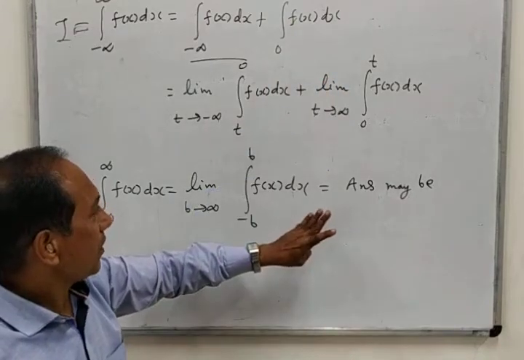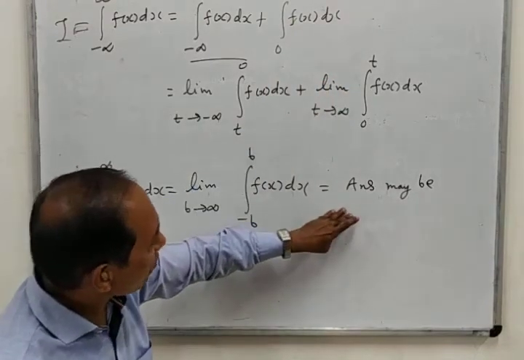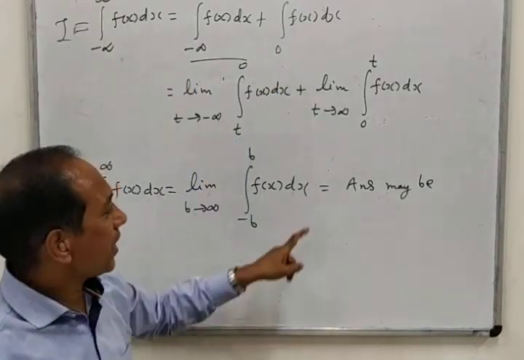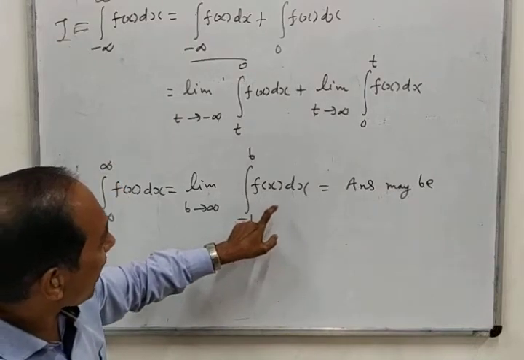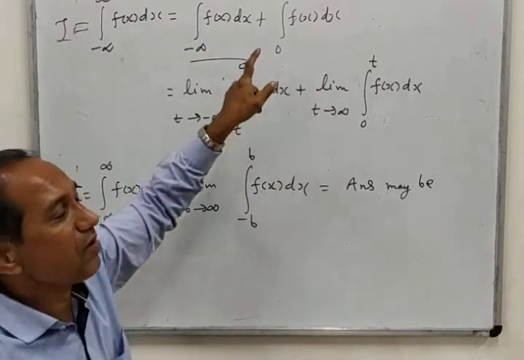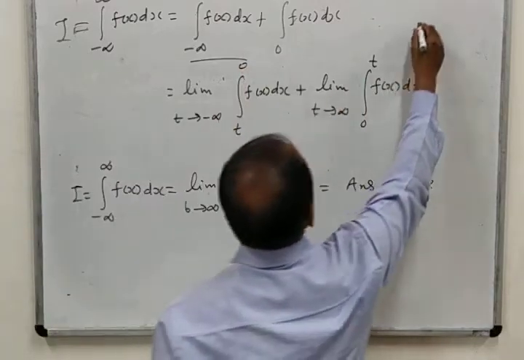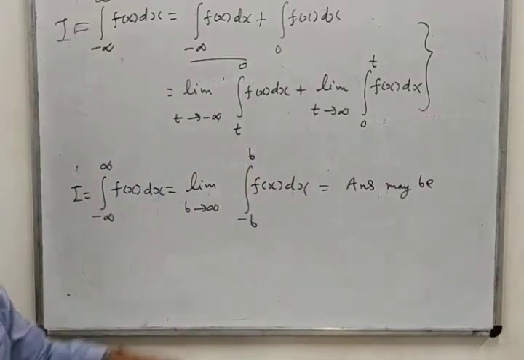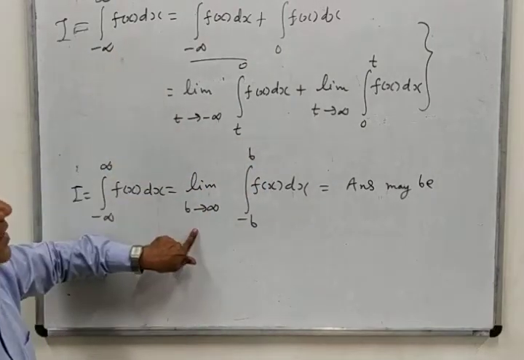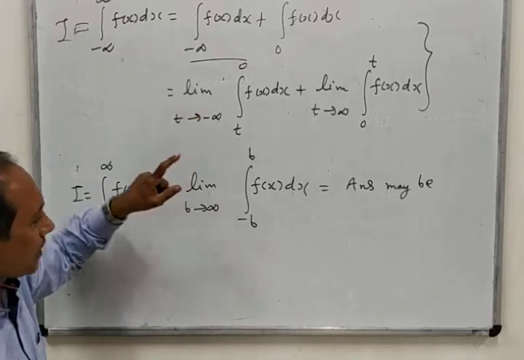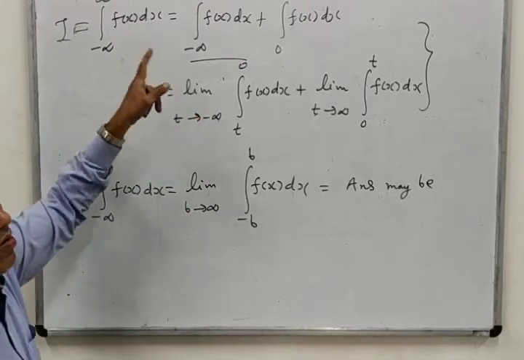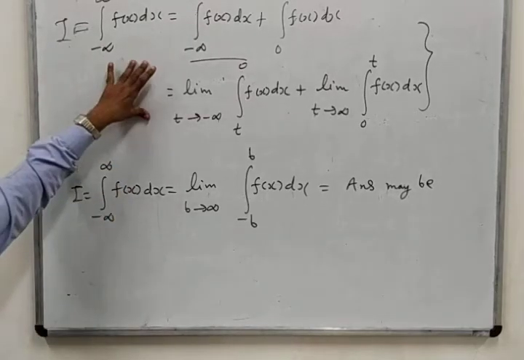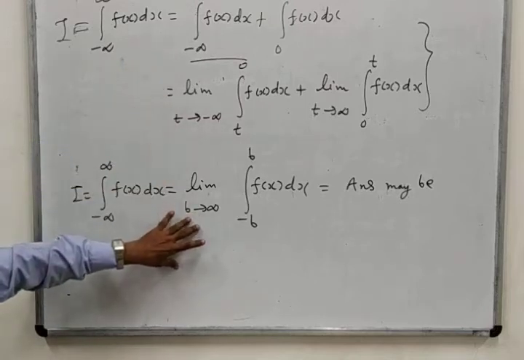You must be clear. If the value of this is not possible, then the value of this is also not possible. But note that this has the value, this may have the value, but this may or may not have the value. But if it has an answer, then it always has an answer. But the converse is not true. That means if it has an answer, it may or may not have the answer. So this is the real way and this is the another way.